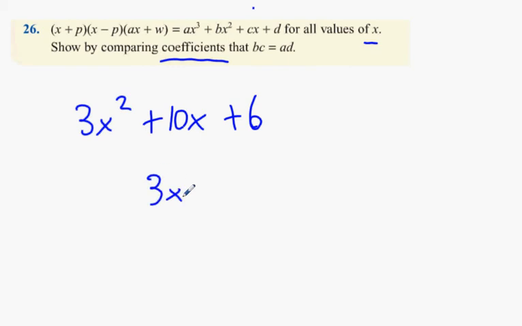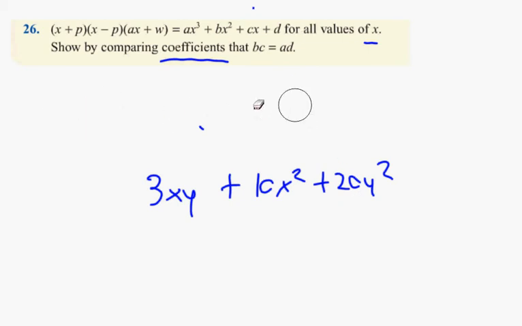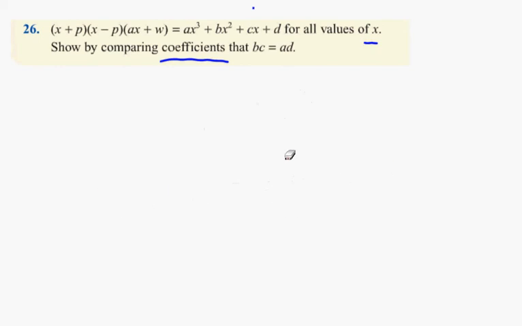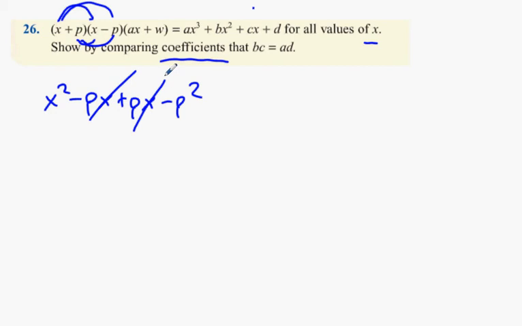So if I said 3xy plus 10x squared plus 20y squared, what's the coefficient of xy? 3. Coefficient of the y squared. Okay, perfect. So coefficients basically means the number in front of the x squared or x. So here's what's happening. We're going to multiply these two out first. What happens when we multiply that out? x squared minus px plus px minus, cancel, x squared minus p squared. That in turn is getting multiplied by ax plus w. What happens next?